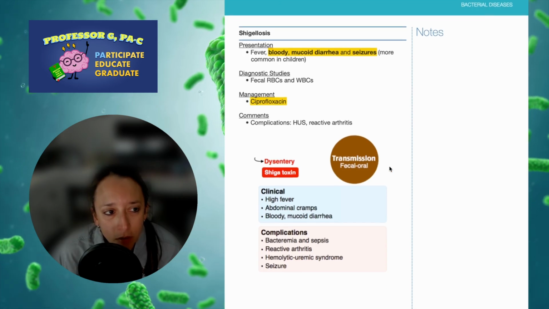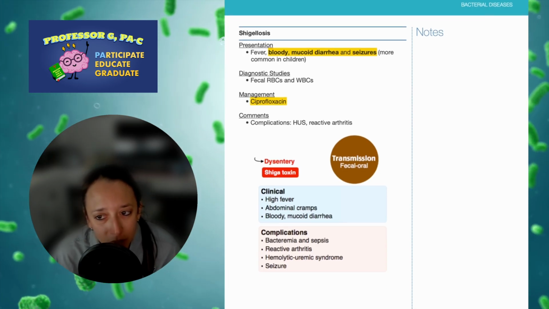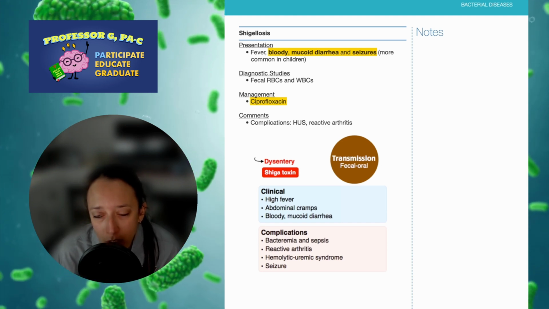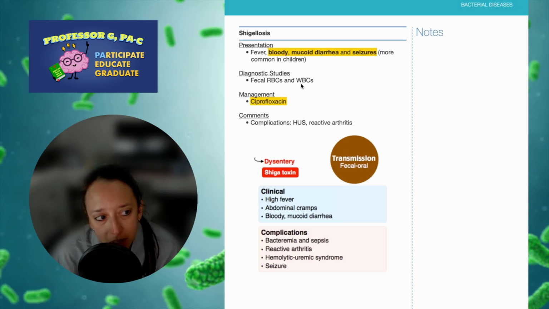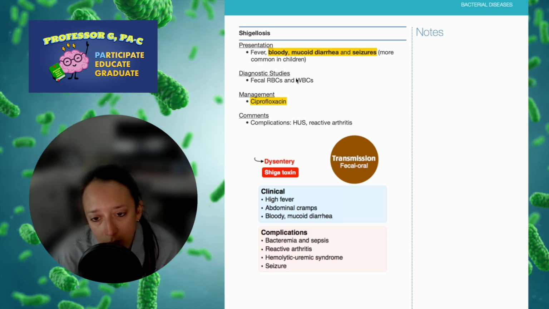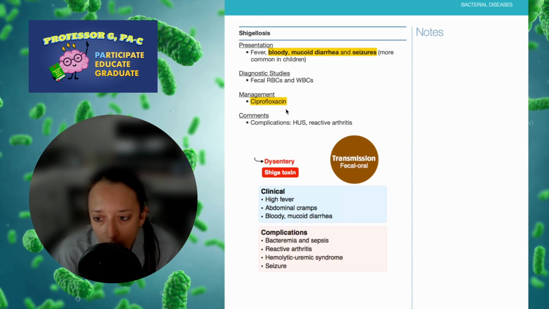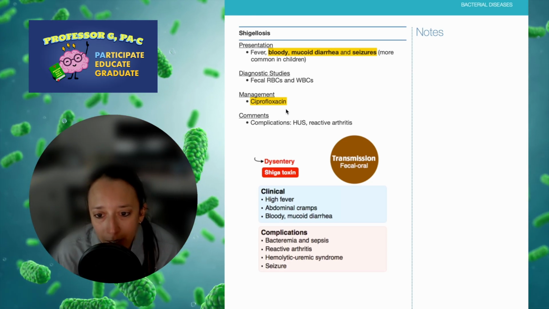All right, moving on to Shigella. So Shigella is an infection which typically presents with fever and bloody diarrhea, and usually mucoid in nature. They also have seizures that are pretty common in kiddos. Diagnostics are going to be via fecal RBCs and WBCs on stool study, and then treatment, we're going to give Cipro. That's what's most commonly used. We also need to give fluids and electrolytes if they're dehydrated.